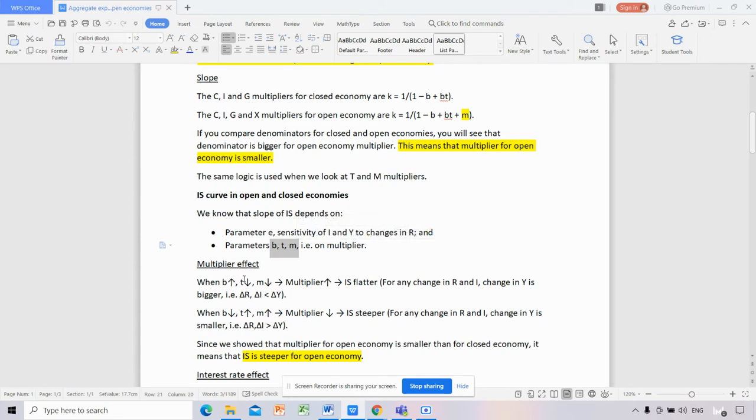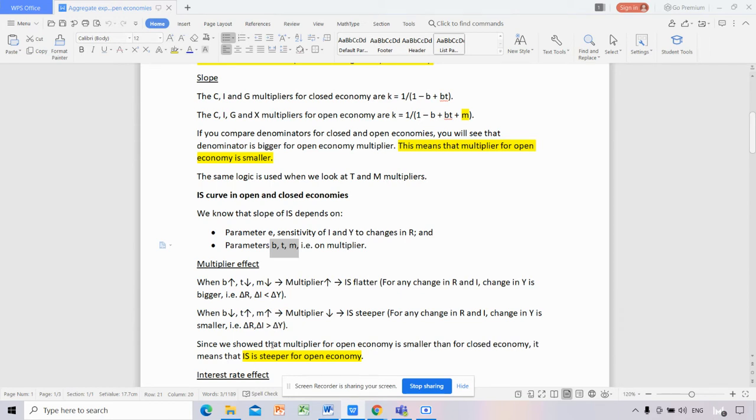So when B increases, T decreases, M decreases, the multiplier is larger and IS is flatter, because for the same change in interest rate and investment, the change in income would be larger because B is larger, T is smaller, M is smaller. So delta R, delta I is smaller than delta Y, and IS is flatter. And the opposite case, when B, the marginal propensity to consume, is smaller, the taxation rate higher, the marginal propensity to import higher, the multiplier is smaller, and IS is steeper. For the same change in R and I, the change in income is smaller. Delta R, delta I is bigger than delta Y.